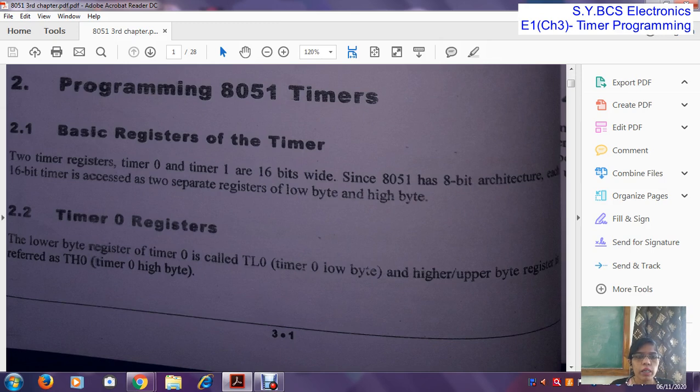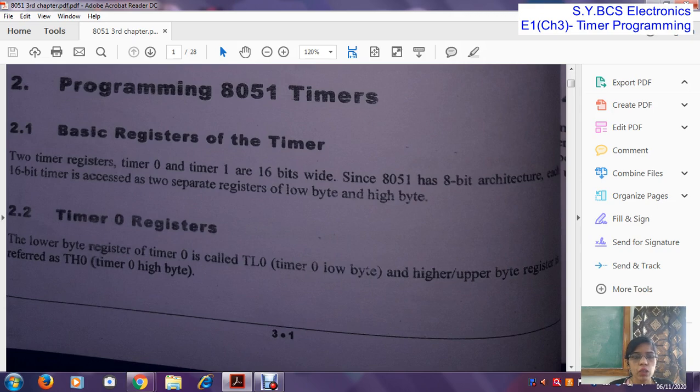The two timer registers, timer 0 and timer 1, are 16 bits wide. Since the 8051 has an 8-bit architecture, a 16-bit timer is accessed as two separate registers, a lower byte and a higher byte. The 8051 microcontroller is an 8-bit device, but it has two timer registers, timer 0 and timer 1. Each register is 16 bits wide, but since the 8051 is 8-bit, these two 16-bit registers are divided into two separate registers, lower byte and higher byte.